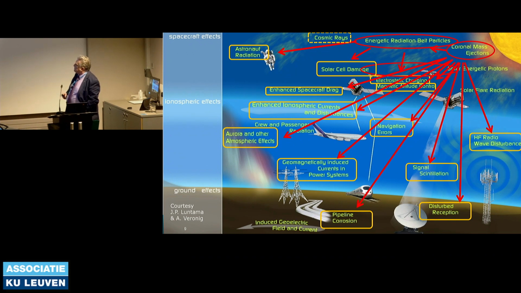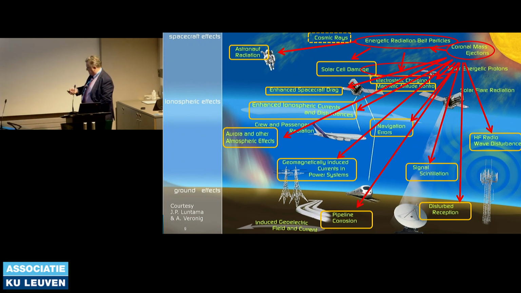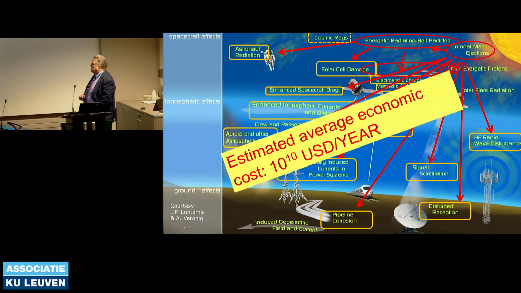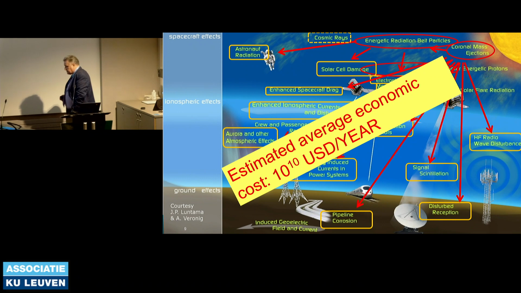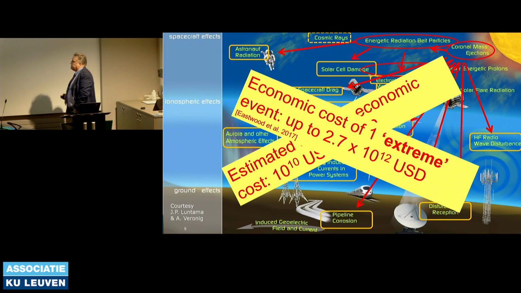There are other effects. I'm not going to go too much into detail, but of course it's clear that the instruments on our satellites are the most vulnerable because they are located higher than the magnetosphere, or inside it, depending on their orbit. Now, the average damage on our technology is estimated to be 10 to the 10, so 10 billion dollars per year. That's the average during normal space weather conditions.